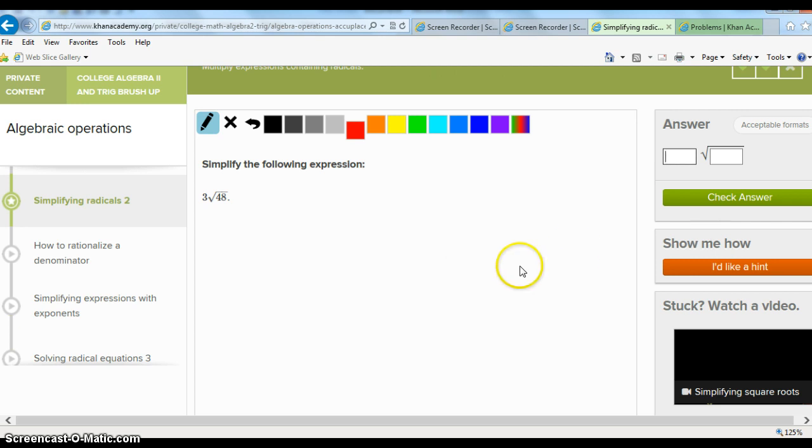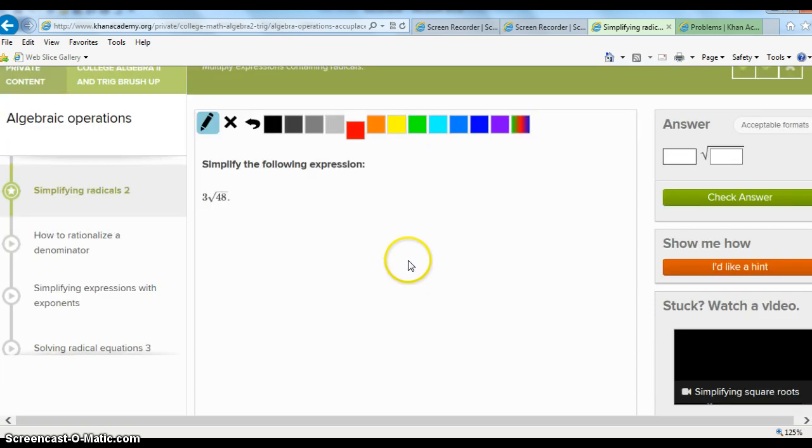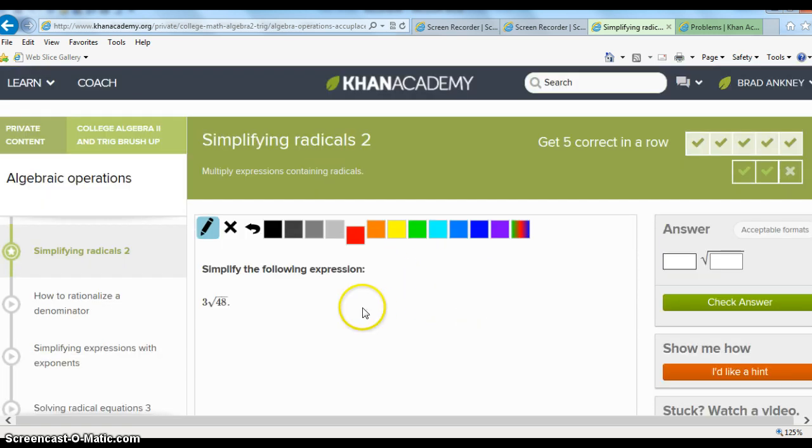Okay, so I'd like you to go ahead to Khan Academy, simplify these radical expressions, a little bit harder than the ones we worked on yesterday. Get 5 correct in a row. After you get 5 correct in a row, I'd like you to continue working on your mission math for the rest of the period. If you need any help, we'll be glad to help you.